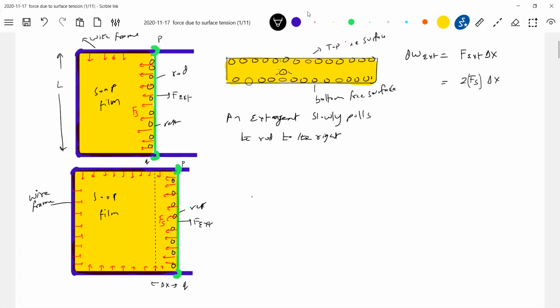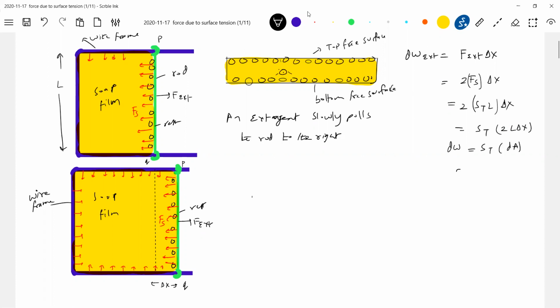Top free surface, bottom free surface. So now what is this? This will be surface tension into the length of the rod, L. Surface tension into L delta X. What is this L delta X? Anybody? Shall I say increase in surface area? 2 times of that altogether. So this will be dW equals surface tension times dA.